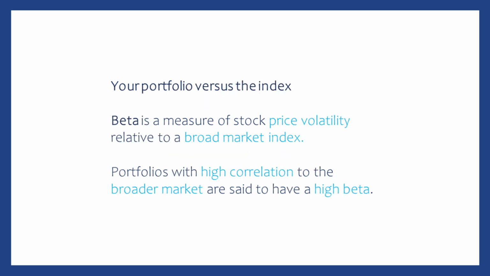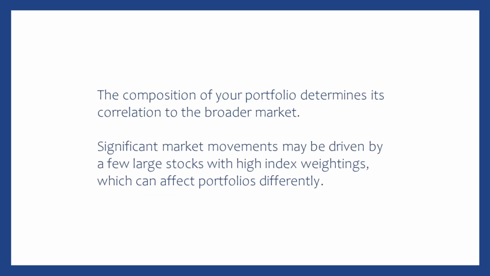When comparing your portfolio to the index, beta is a measure of stock price volatility relative to a broad market index. Portfolios with high correlation to the broader market are said to have a high beta. The composition of your portfolio determines its correlation to the broader market. Significant market movements may be driven by a few large stocks with high index weightings, which can affect portfolios differently.